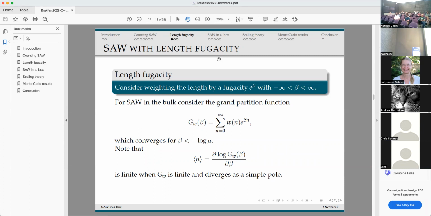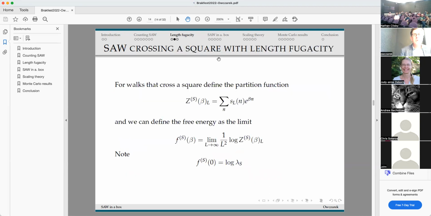And in fact, what I haven't written there, because I didn't want to fill up my slides too much, good point, Julianne, is that the generating function has a singularity at beta equals minus log mu, and that gives you that exponent gamma, 43 over 32. If you calculate the average length, then again it's finite when G is finite, as you would expect when you can calculate it with the derivative of a function which is finite, and it diverges when G diverges, and it diverges as a simple pole.